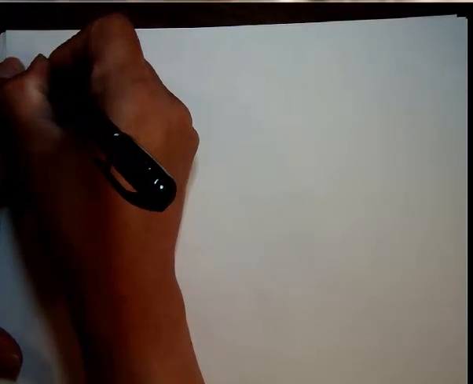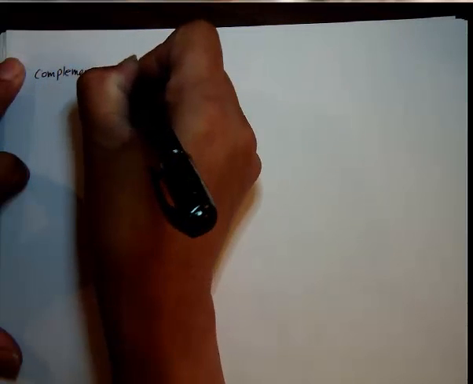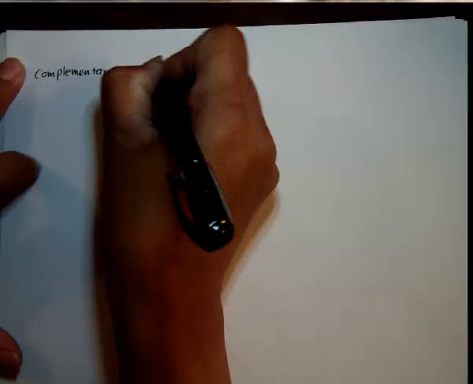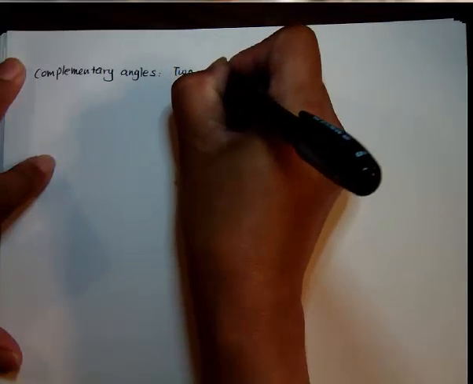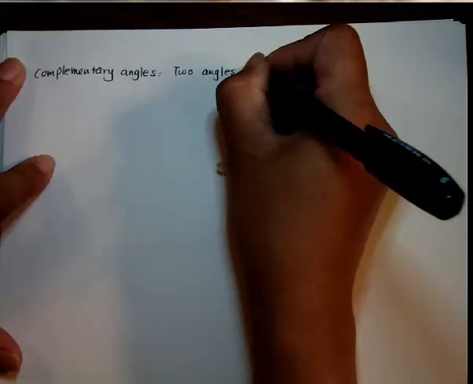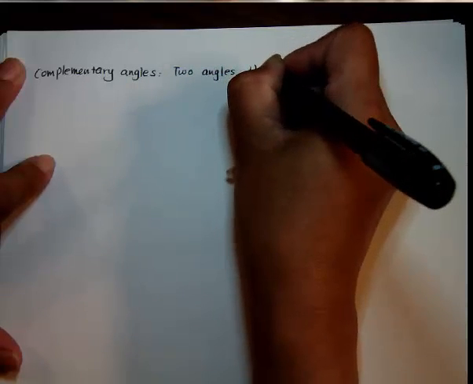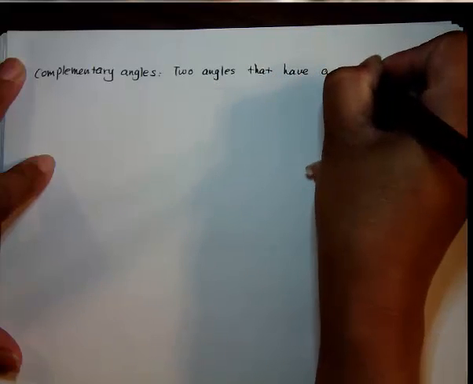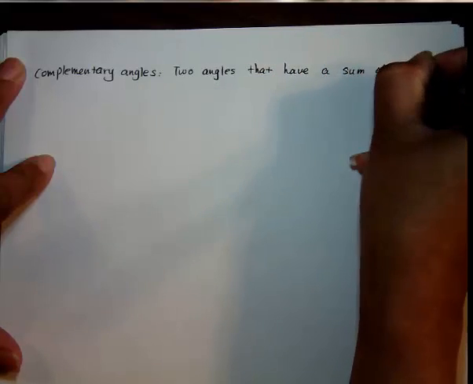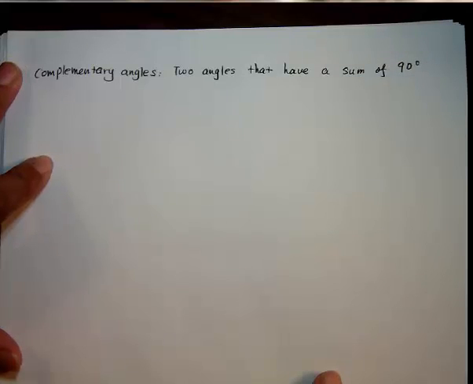If we say complementary angles, that means two angles that have a sum of 90 degrees. That's called complementary angles.